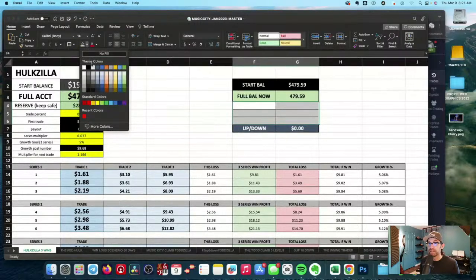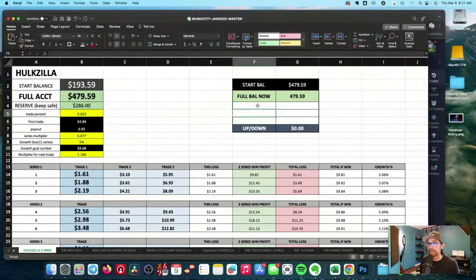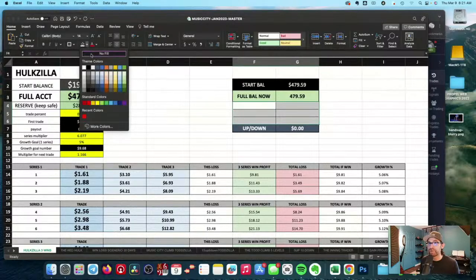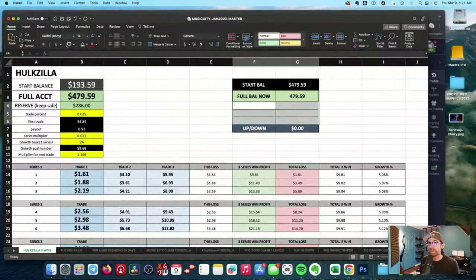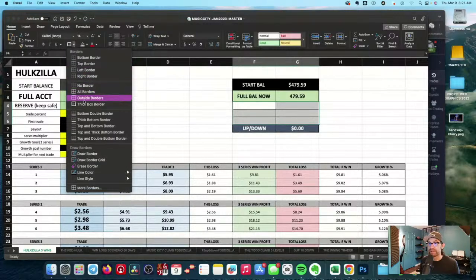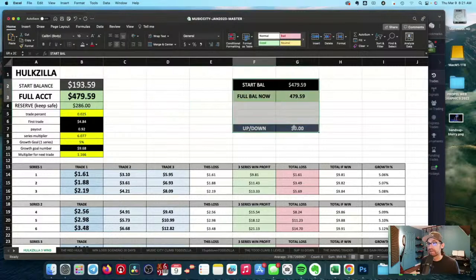So this should be, let's see, fill white. Why is it not filling white? Why don't you fill white? Oh, I know why. Because I need to say no borders. And then I need to kick this. This is just me goofing around, wasting your time.